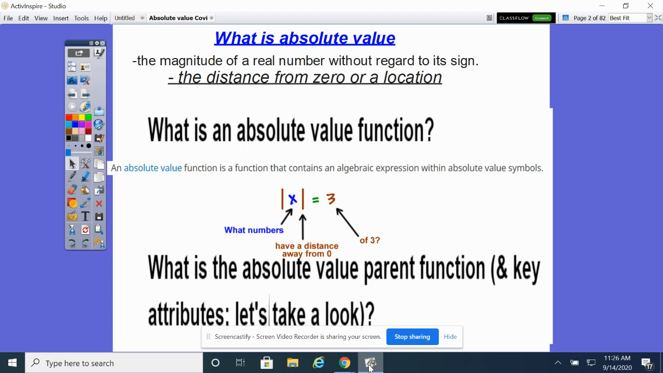All right, for this lesson, we're going to talk about absolute value. Absolute value is those bars that you're seeing right here on either side of X. You can put letters in there, numbers in there. We can create equations, whatever we need to. We're going to look at some examples here in a second.